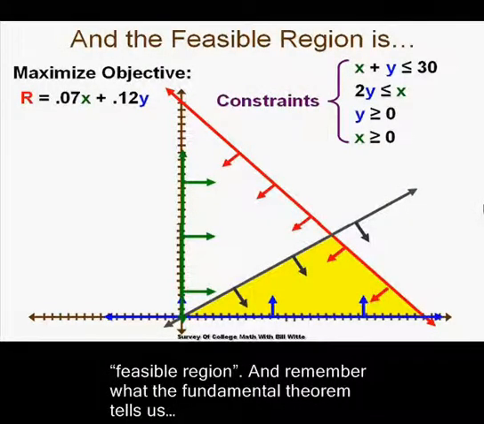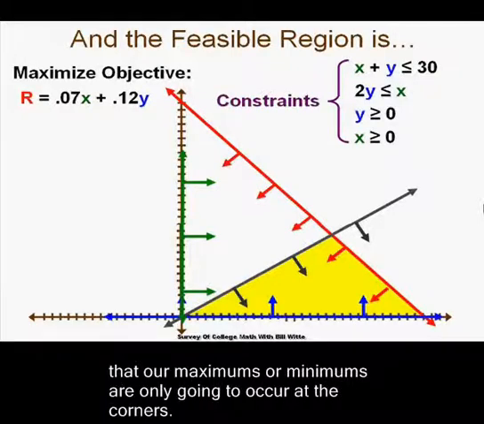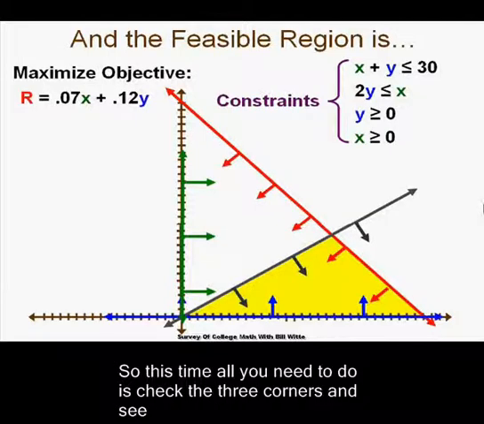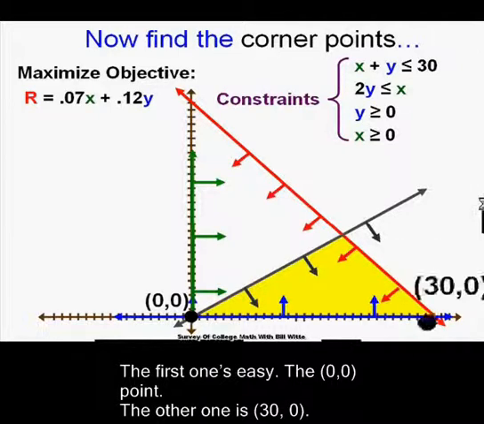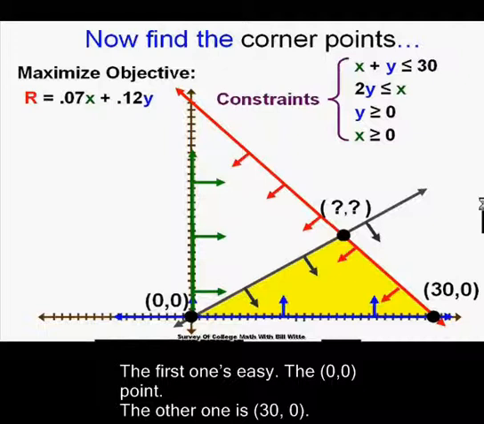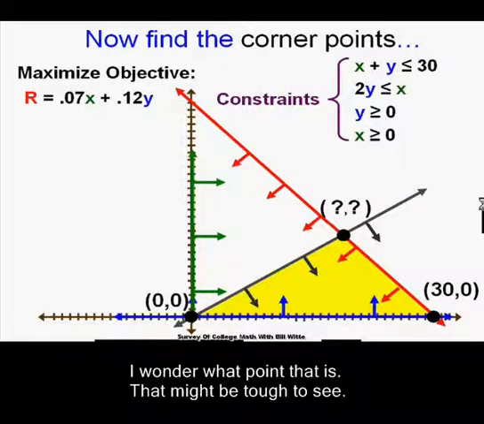And remember what the fundamental theorem tells us, that our maximums or minimums are only going to occur at the corners. So this time, this is sweet. All we got to do is check the 3 corners and see what return we would get at those positions. Let's finish it off. The first one's easy, the 0, 0 point. The other one is 30, 0. I wonder what point that is. That might be tough to see.